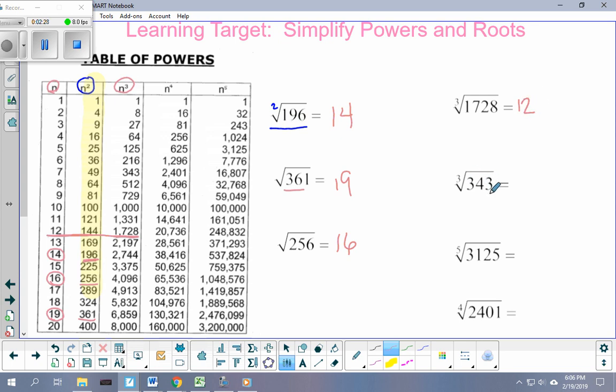Let's look at the cubed root of 343. We'll look at the list of cubes. 343 is a perfect cube. What number cubed gives us 343? Well, it's 7.